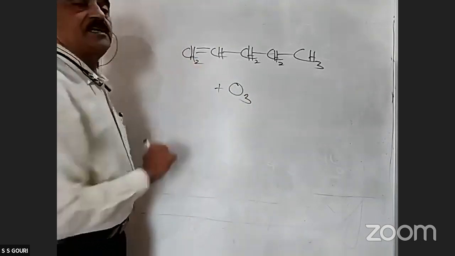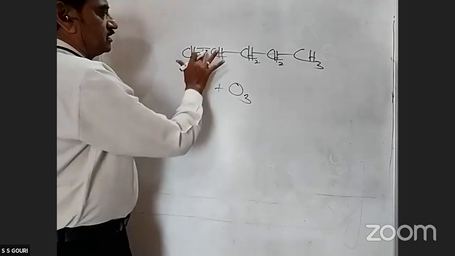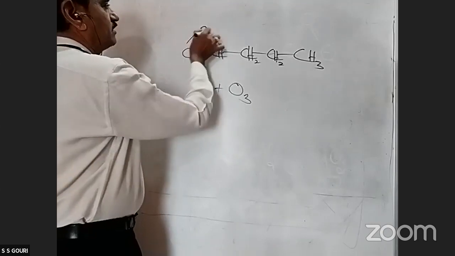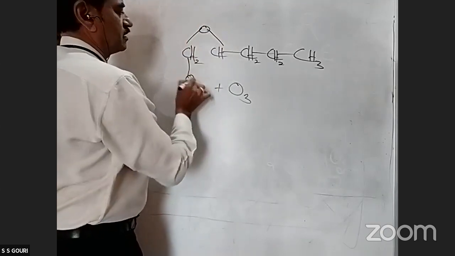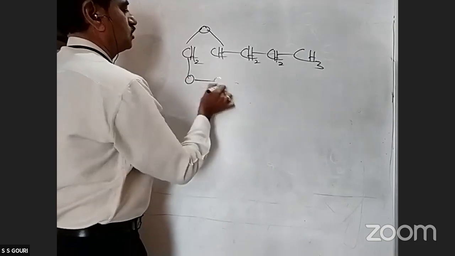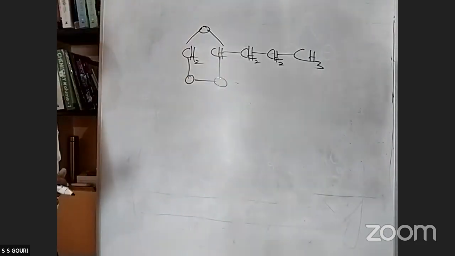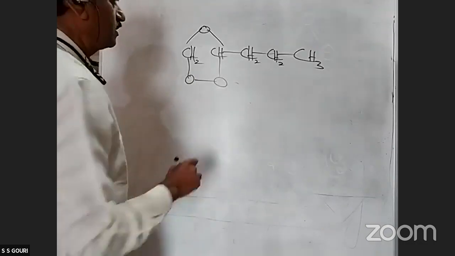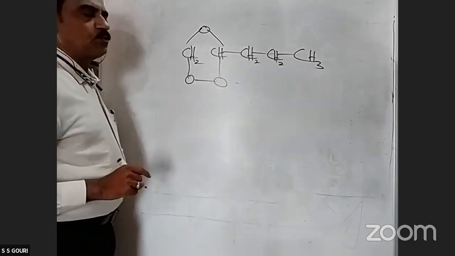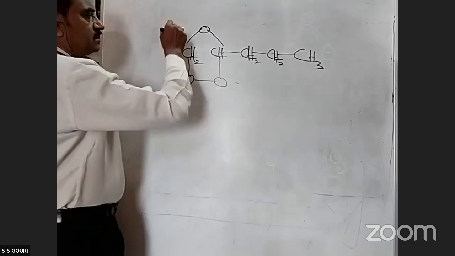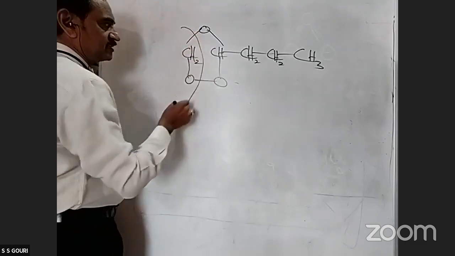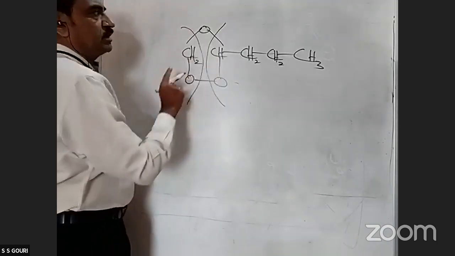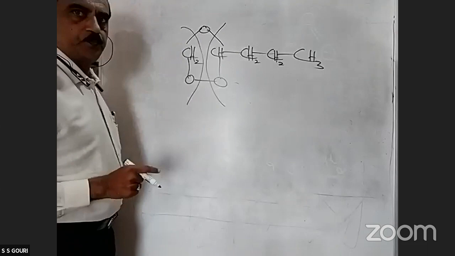Ozone attacks the site of the double bond, and this double bond is broken to give an unstable compound with this formula called ozonide. It is pentene ozonide. When this is treated with water, what happens? This breaks. This oxygen combines with water to form H2O2.